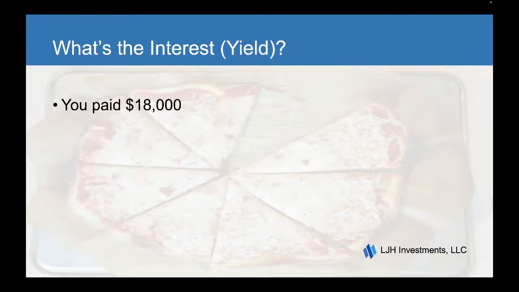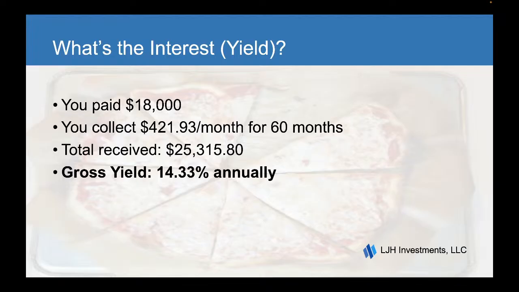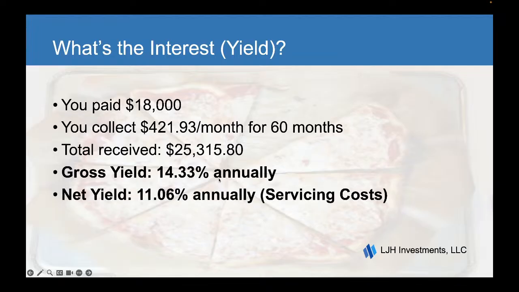So what's your yield on this? If you paid $18,000 and you collect $421.93 for 60 months, the total you'll receive is $25,315.80. Your gross yield is going to be 33%, sorry, your net yield is going to be 11.06% annual. Both of these are annual. I did another 5-Minute Friday on yield versus ROI. You can't use ROI to look at yield. They are not the same animal.